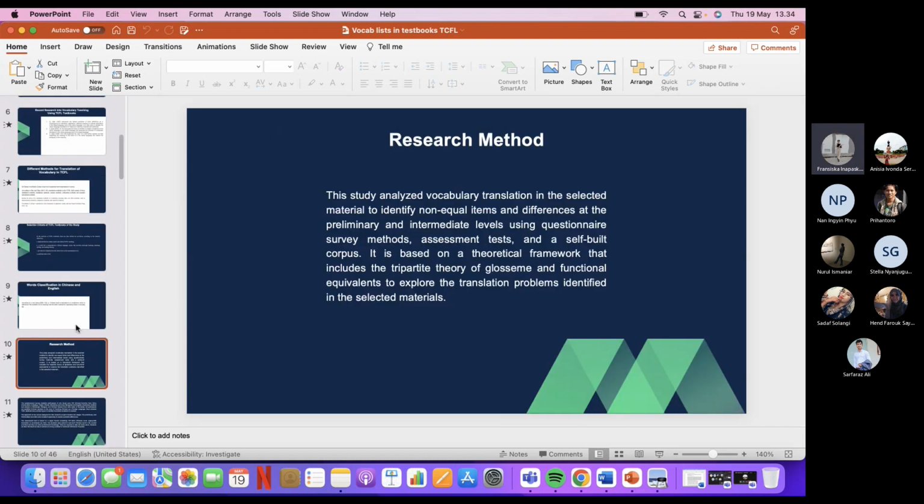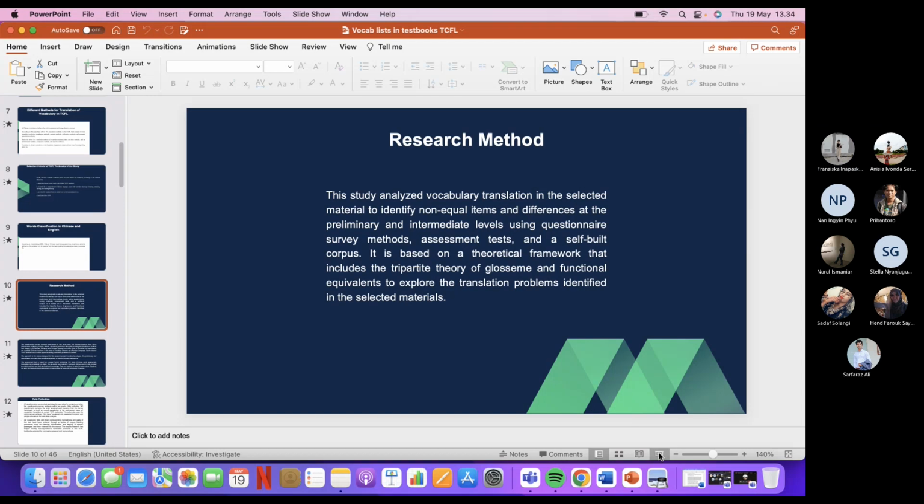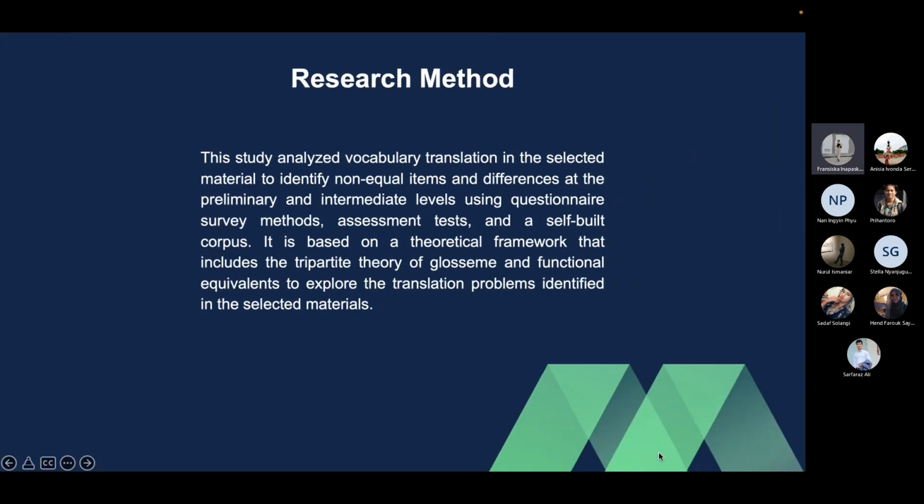So next, for the research method, the study analyzed vocabulary translation in the selected material to identify non-equivalent items and differences at the preliminary and intermediate levels using questionnaire survey methods, assessment tests, and a self-built corpus. It is based on a theoretical framework that includes the tripartite theory of closing and functional equivalence to explore the translation problems identified in the selected materials.